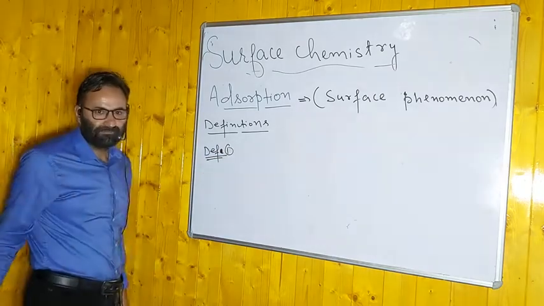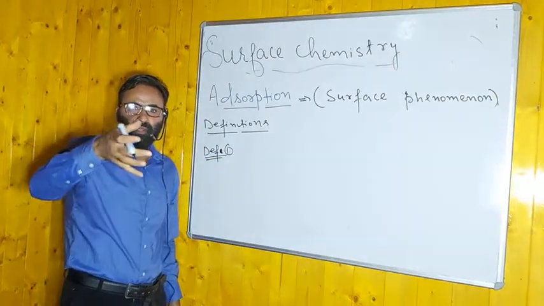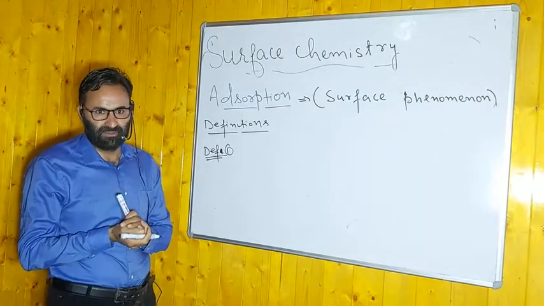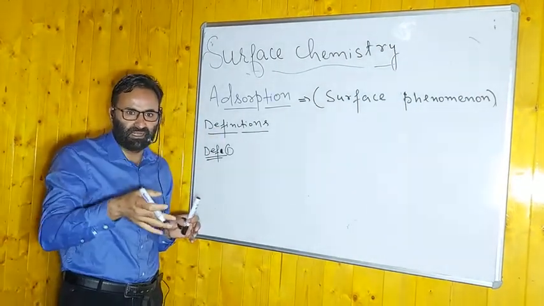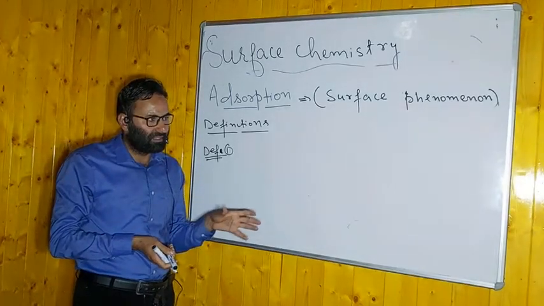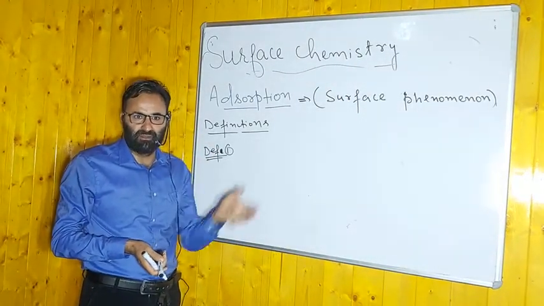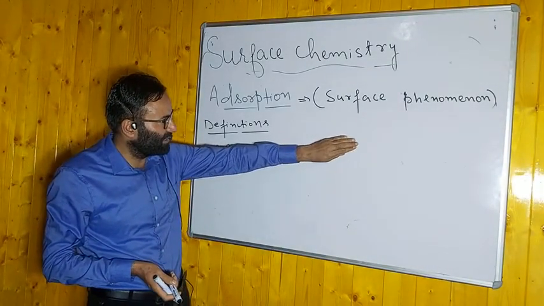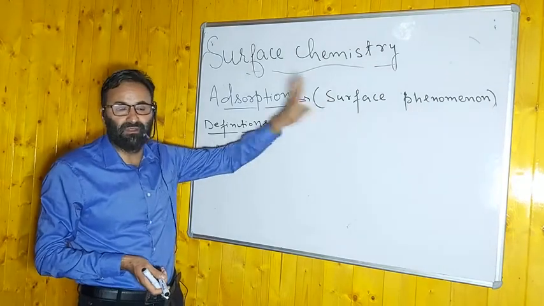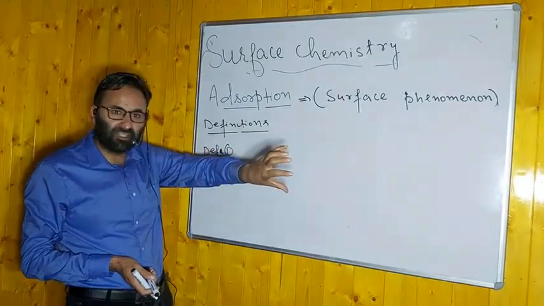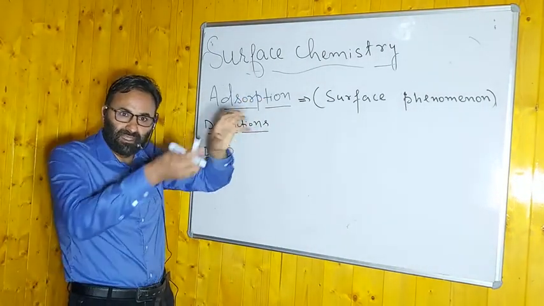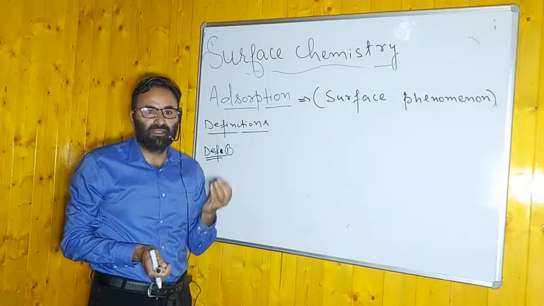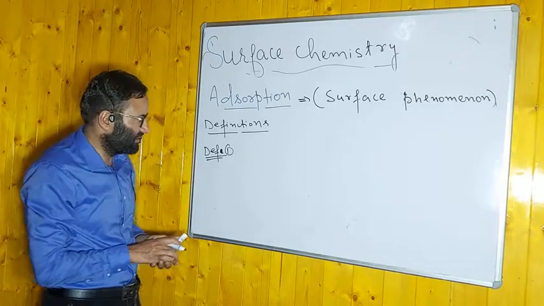Definition first. It is simply accumulation of particles, molecules of a substance on the surface. For example, dust particles lie in the air. If you come into this very room after 20 days, after 30 days, you will find that the dust particles get accumulated on the surface, get concentrated on the surface. This accumulation or concentration of molecules of a substance on the surface or interface is known as adsorption. This is the definition first.